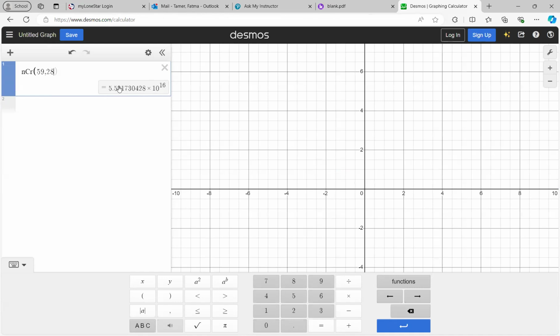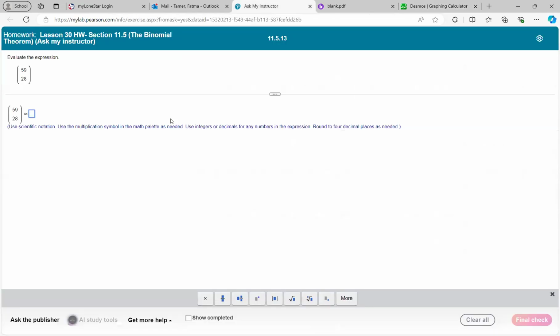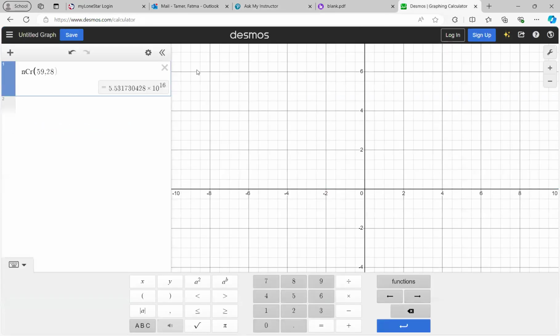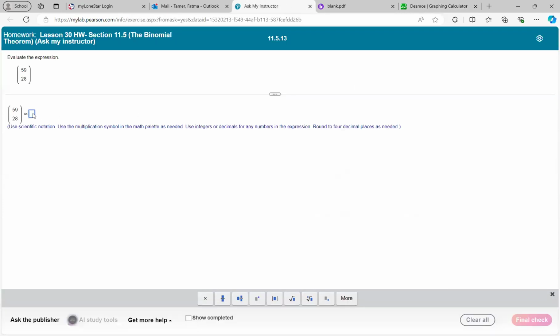Desmos is going to give me the answer for this question as a scientific notation. Remember what my math app says? It says to round your decimal number to 4 places as needed. So here, I am going to need 5.5317, because they only want the 4 digits. And then they said use the multiplication from the palette, 10 to the power of 16.